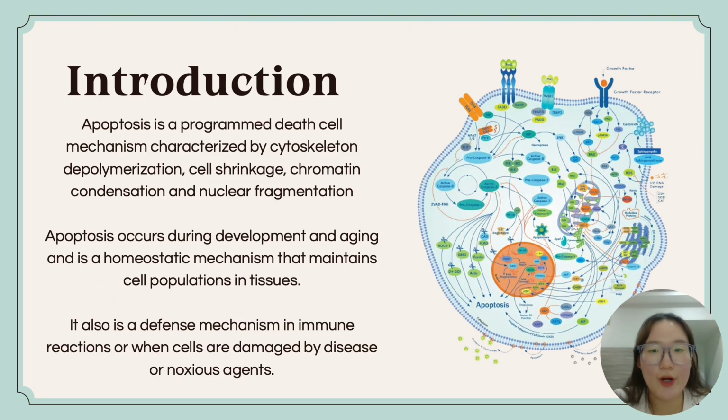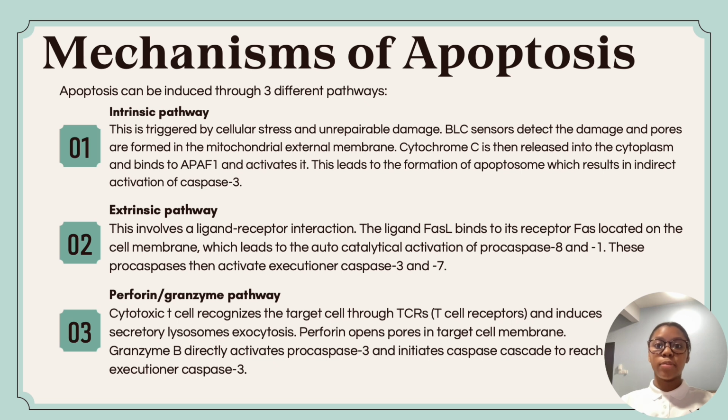Apoptosis is a programmed cell death mechanism characterized by cytoskeleton depolymerization, cell shrinkage, chromatin condensation, and nuclear fragmentation. Apoptosis occurs during development and aging and is a homeostatic mechanism that maintains cell populations in tissues. It also is a defense mechanism in immune reactions or when cells are damaged by disease or noxious agents. The mechanism of apoptosis has three different pathways leading to cell death.